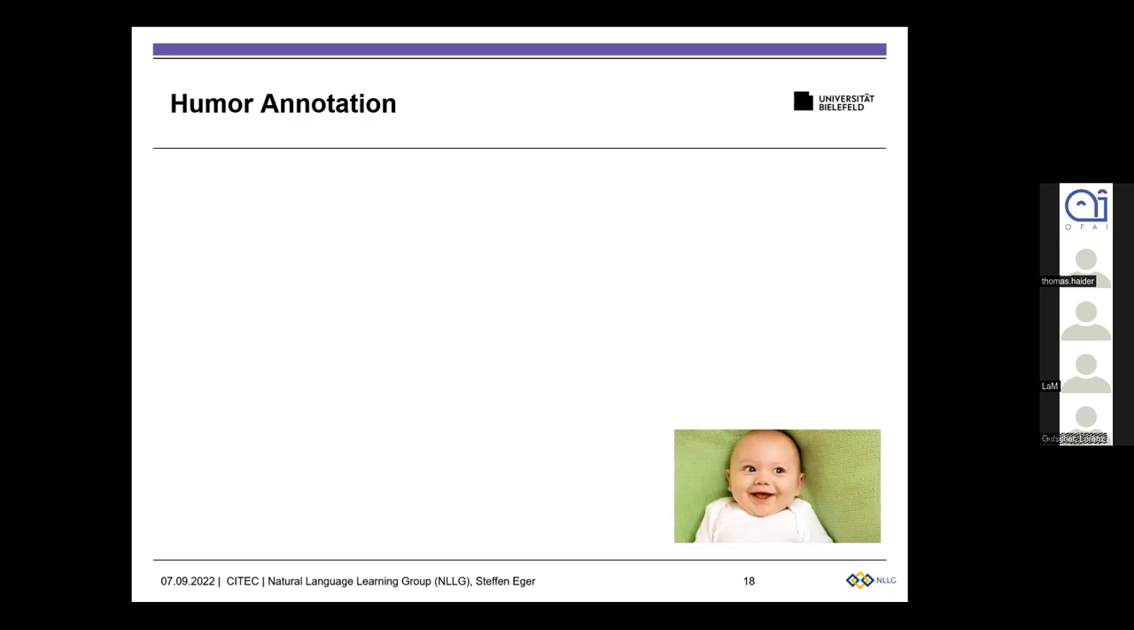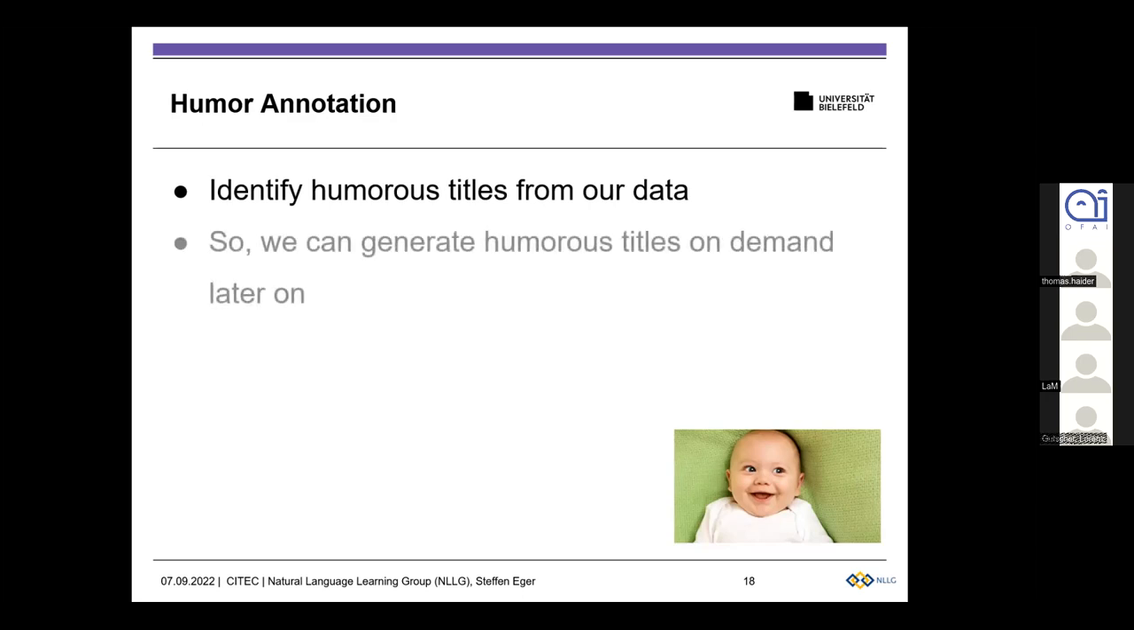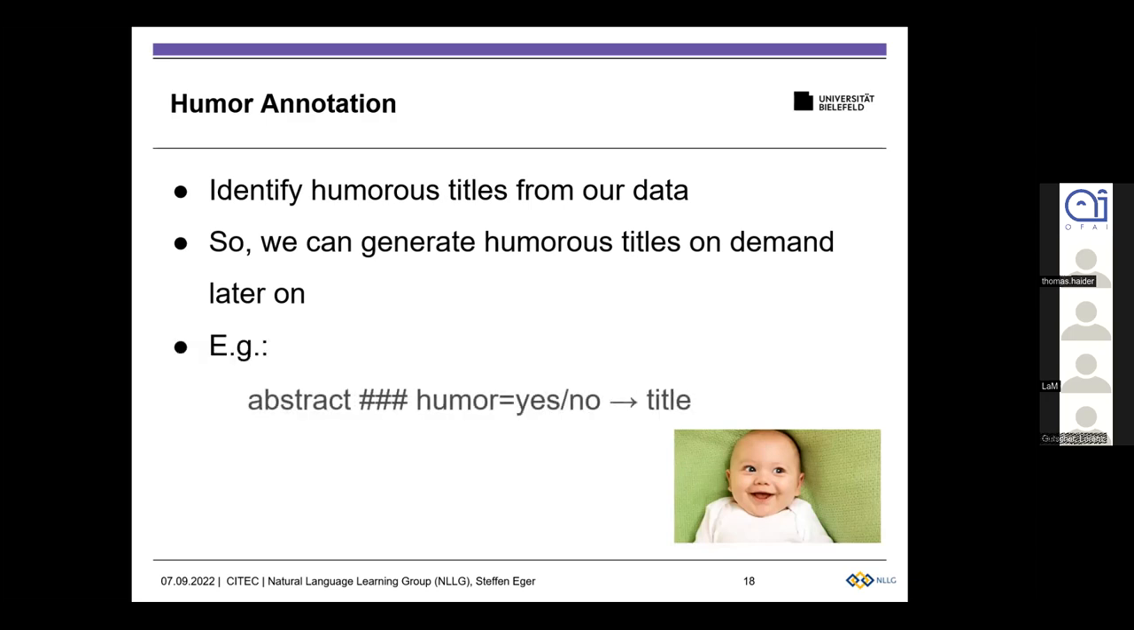Now let's talk about the humor annotation. So this is the second part of our annotation. We want to identify humorous titles from our data so that later on we can also generate humorous titles on demand. For example, we could feed in the abstract, and in addition to the abstract, a flag whether or not the title is supposed to be humorous. And then we hope that our system will either produce a humorous title or not a humorous title.